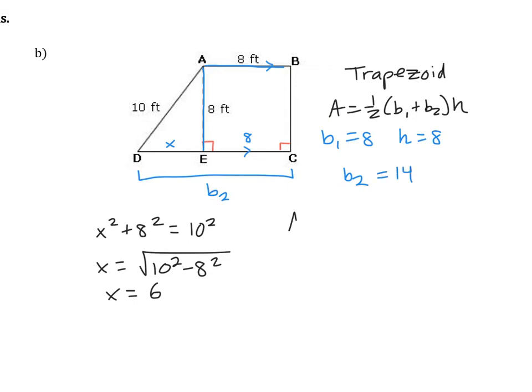And now I have everything we need to use our area formula. So we take the sum of the bases, and we multiply it by the perpendicular height, and then we divide it by 2. And we get an area of 88 units squared.